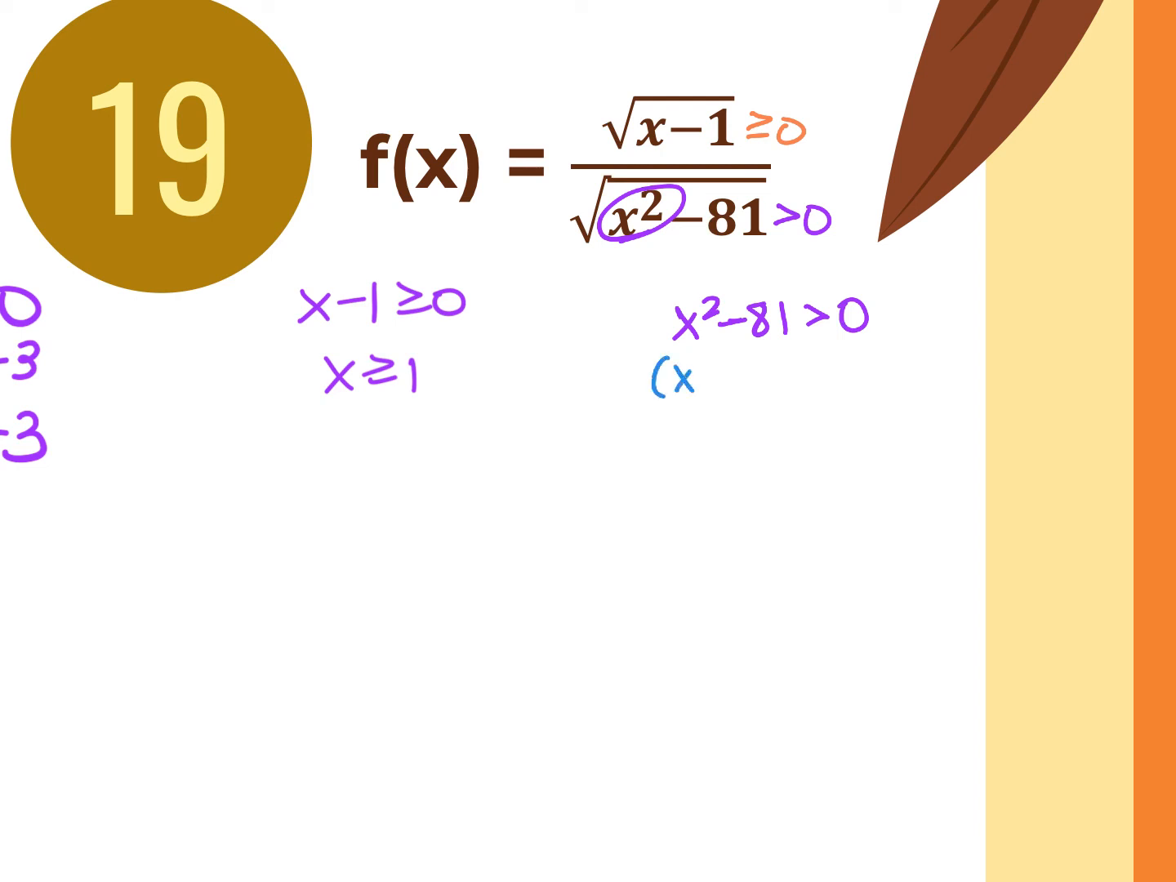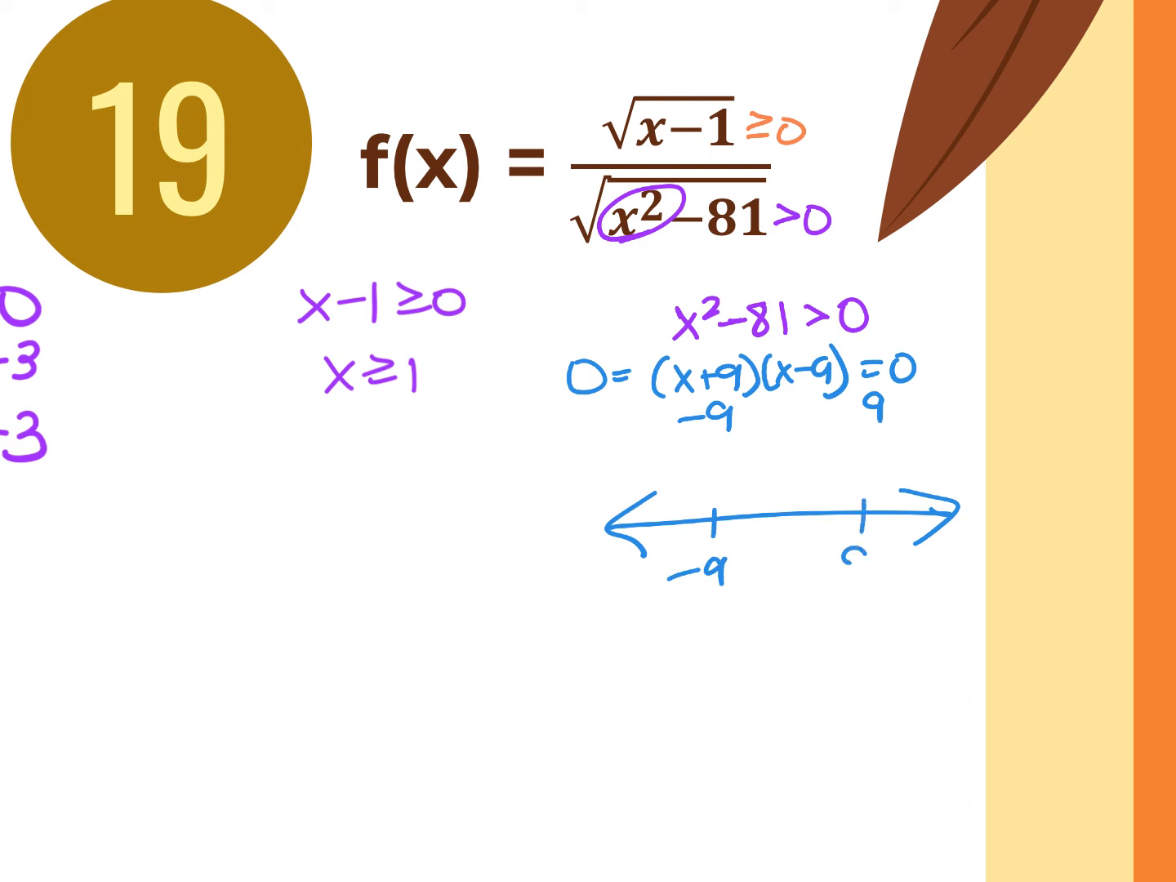I solve this as though it's a factoring question, and I get the 2 zeros. I would plot those on the number line and try to figure out which of these ranges work. So if I pick 0 and plug it in here, 0 squared minus 81 is greater than 0. Negative 81 is not greater than 0. So I know I have to point my arrows out here.